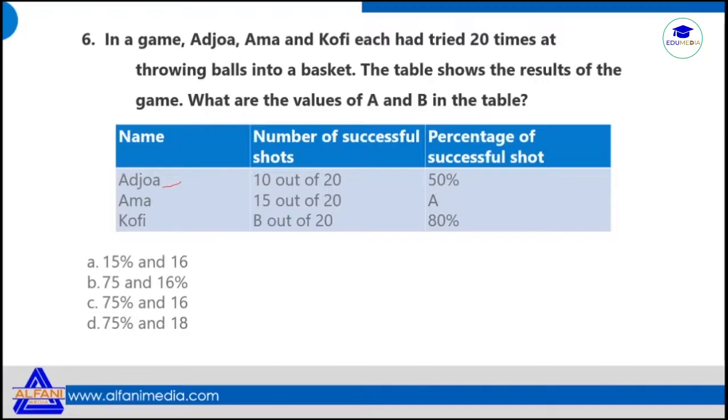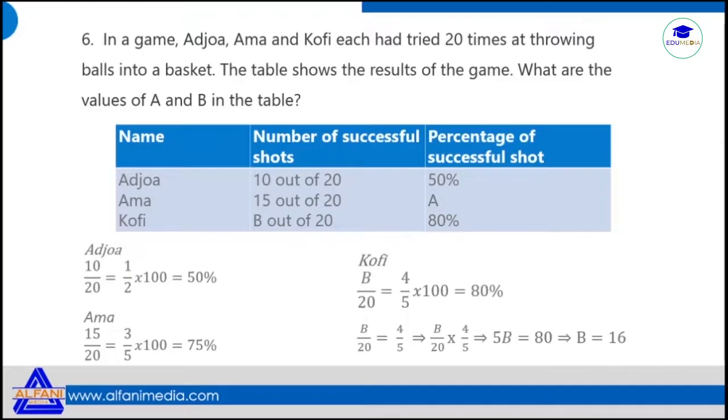And then Ama also, out of 20, got 15 balls successfully into the basket, and we don't know the percentage represented by that 15. And then Kofi, we don't know the number of balls he successfully threw into the basket, but we know it is represented by 80%. So we now have to figure out A and B. So what I did is to start from Ajua.